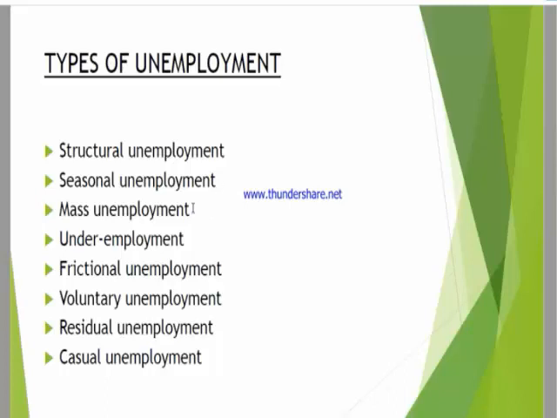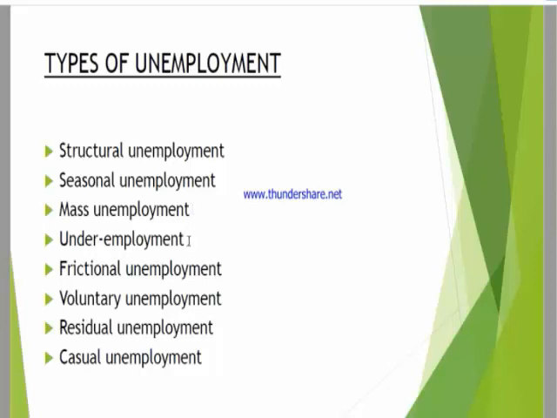The third type of unemployment is a mass unemployment. This type is similar to the first one, which is a structural unemployment. The only difference is that mass unemployment has to do with a number of industries, but it's caused by the same factor, that is low demand. When there's a reduction in demand for the commodity that a group of industries are producing, it can lead to mass unemployment.